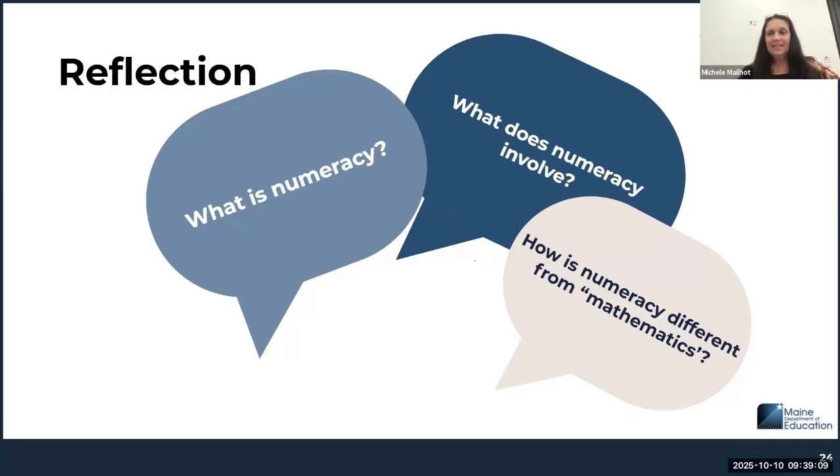Great conversation. Thank you. Is there another group who would like to share how their conversations were in their breakout room around what is numeracy? What does numeracy involve? How is numeracy different from mathematics?